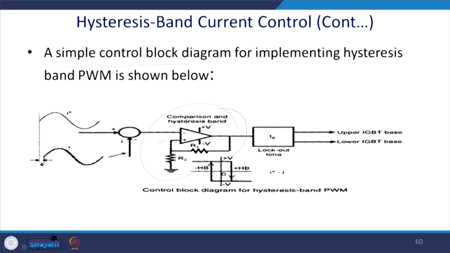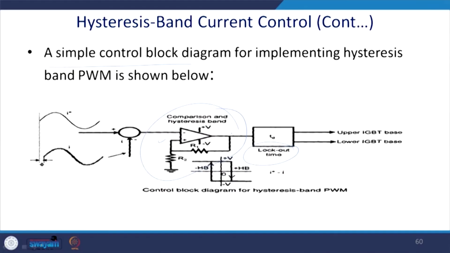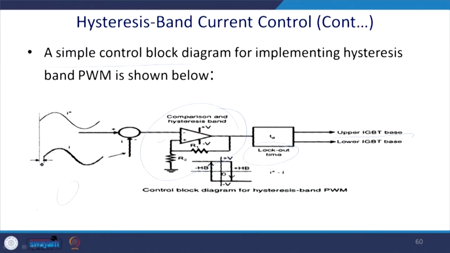So, you have a lockout time, within which no switching, no changes will be allowed to generate. If it is high, then the higher IGBT will be switched on. If it is low, then the lower IGBT will be switched on. So, it is a perfect match for the 3-phase 4-wire system, where each individual phase can be run like this, and for this reason this mode of operation is highly preferred in the case of the shunt active power filter.